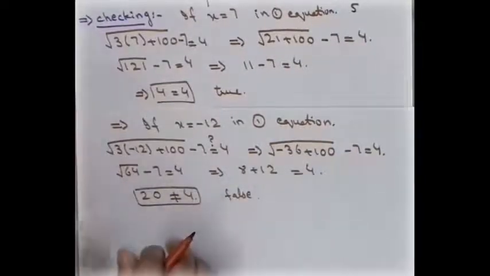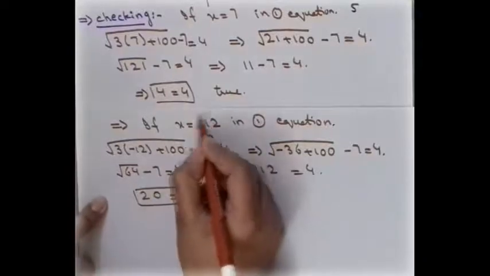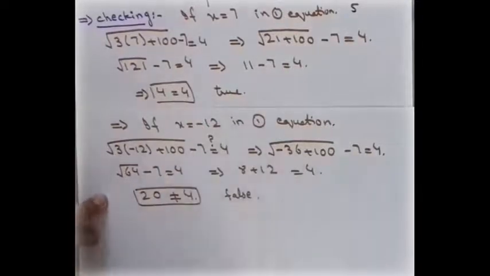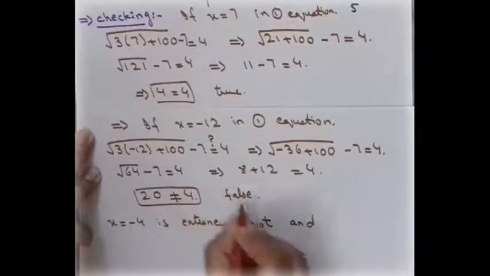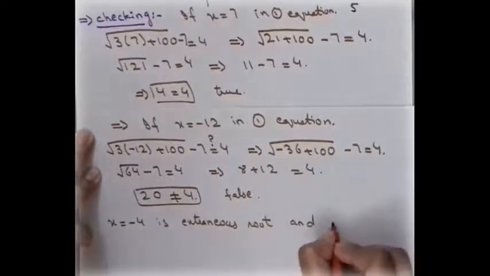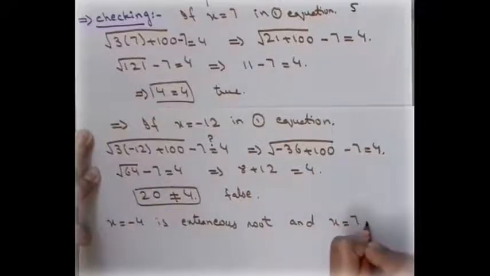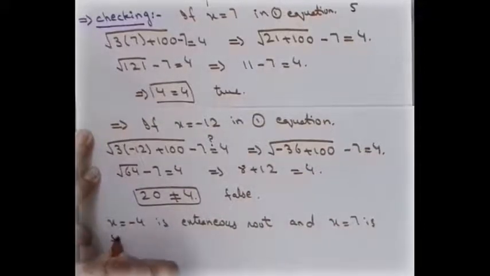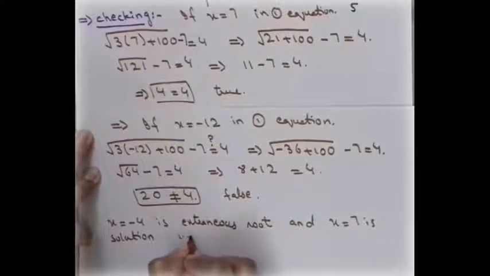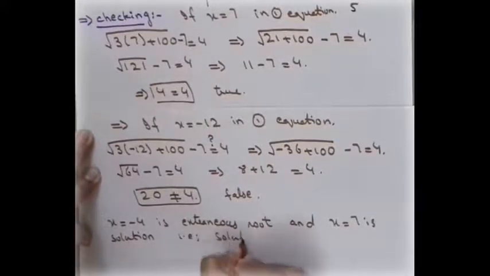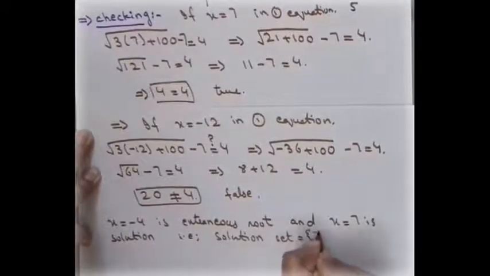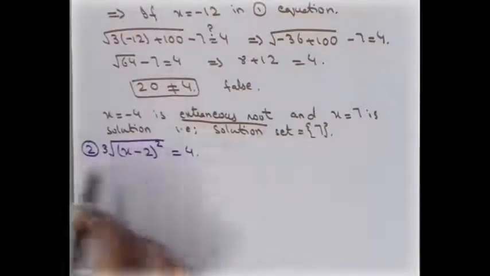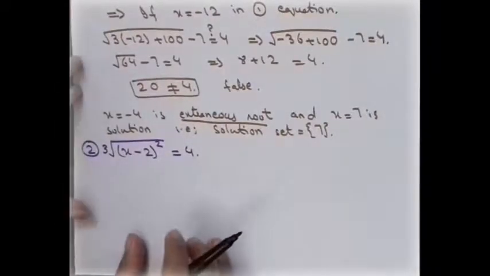So it is false. So basically x is equal to 12 is the extraneous root, not a solution, because it does not satisfy the original equation, and x is equal to 7 is a solution. So we can write the solution set of this equation as 7. So let us take another example of radical equations.